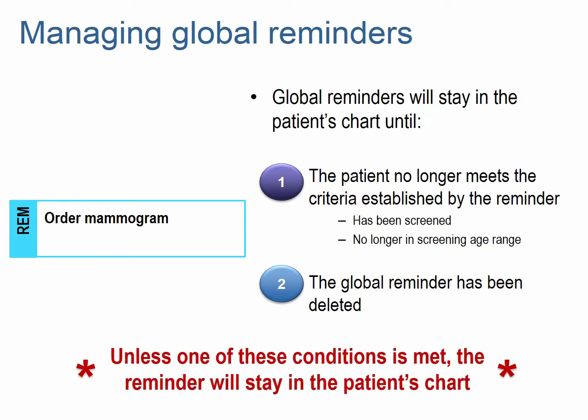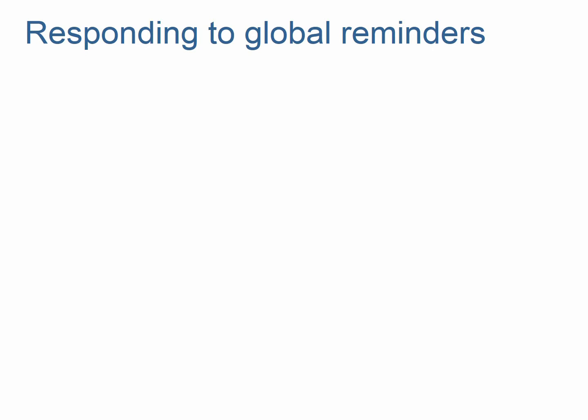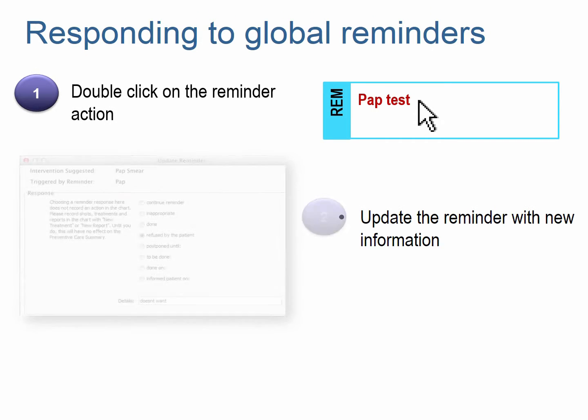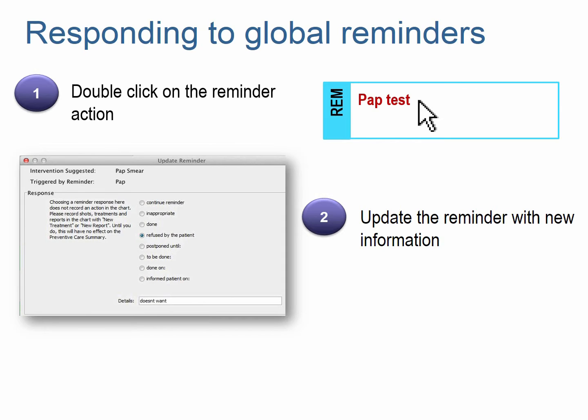The bottom line here is that unless one of those two things happen, the global reminder will stay in the patient's chart. But sometimes you may act on a reminder without the patient's information changing. Maybe you have talked to a patient about screening and they have refused, or maybe the patient has agreed to get screened and you are waiting for the test results to come back. In these cases, you can respond to the reminder so that there's a record of what has happened. To respond to a reminder, double-click on the reminder action in the reminder field. A window will open with options to update the reminder. Choose the update that you want and write in any additional text that will help you remember what happened.